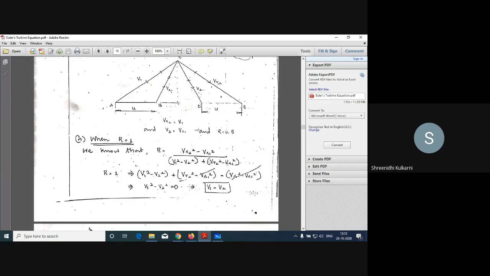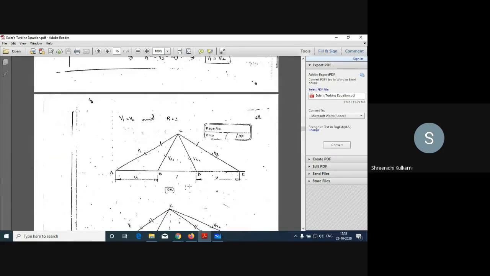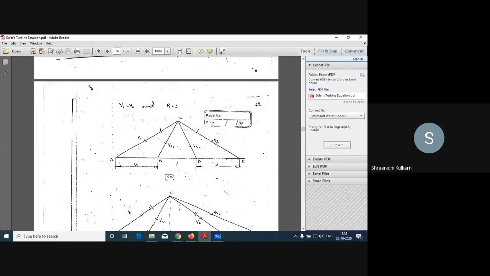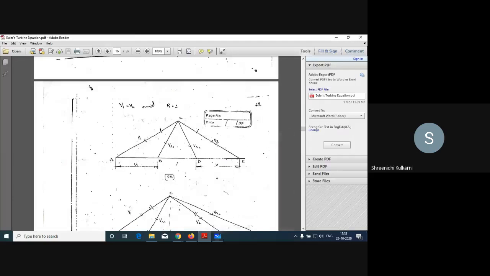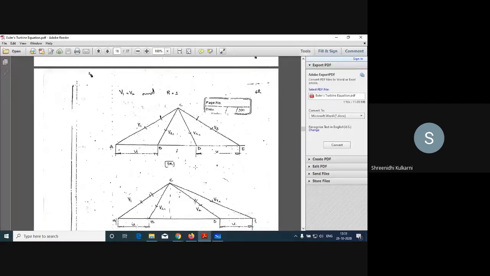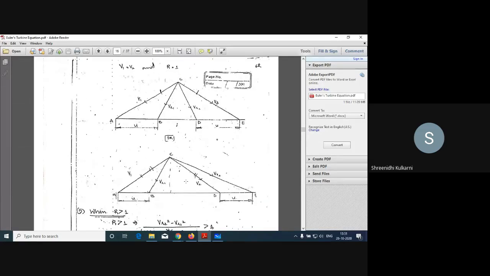For this case, how can we write the velocity triangle? Instead of writing V1 here, we directly write V2 here. V1 is equal to V2 means whatever is coming here, VR2 is coming here. In this fashion we have to change the velocity triangle. I have drawn the velocity triangle here in both manners. Got it?